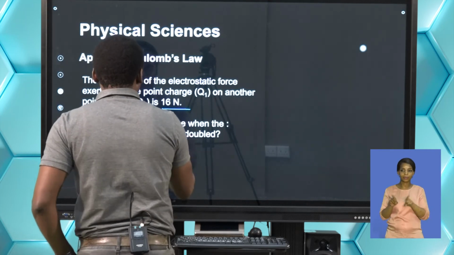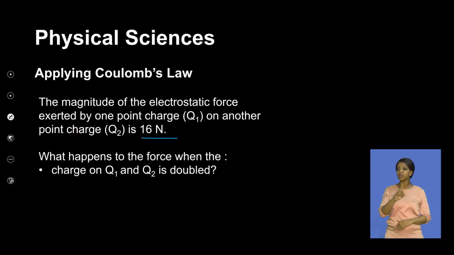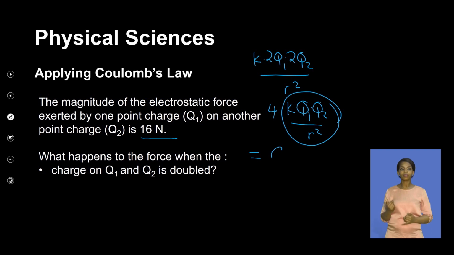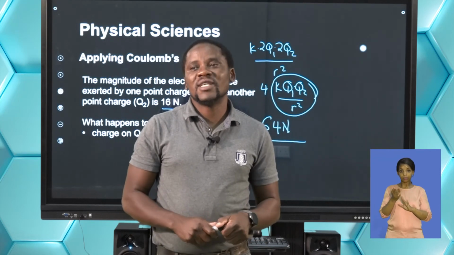What happens to the force when both charges are doubled? So in this case, we have K, 2Q1, we've doubled Q1, 2Q2, we've doubled both charges, we've kept the distance the same. So this is like 4K Q1 Q2 over R squared. Now we know that this is our 16. So the new force will actually be 16 multiplied by 4, which is 64 newtons. So as the product increases, so does the magnitude of the electrostatic force.